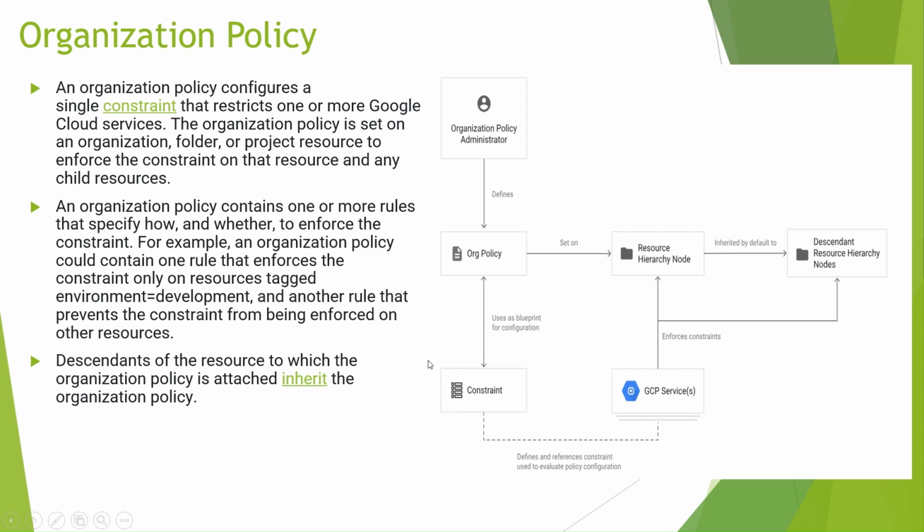So the constraint you choose will be for a service, and it will enforce that constraint on that specific node. So if you have used the organization here, the constraint will be enforced at the organization level, and on its children also, its descendants like folders and projects.